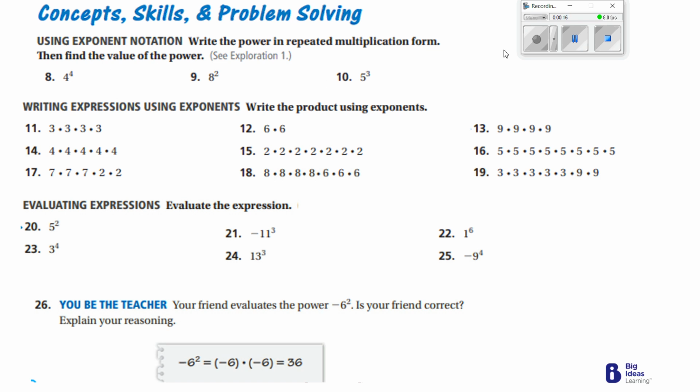First one says 4 to the fourth power. If I go ahead and do this, I realize I'm going to take 4 and multiply it to itself 4 times. When I do that, I get 256.